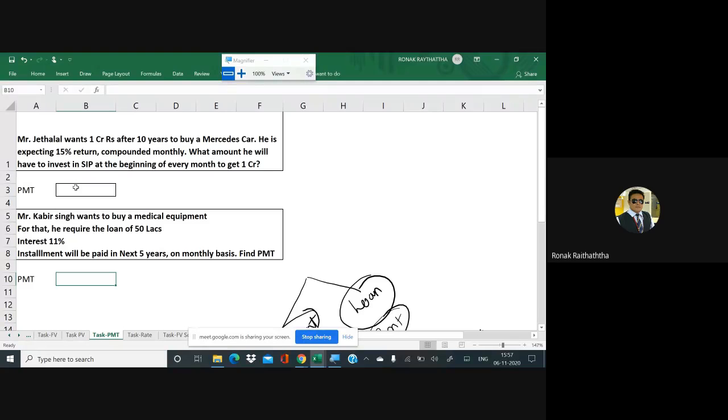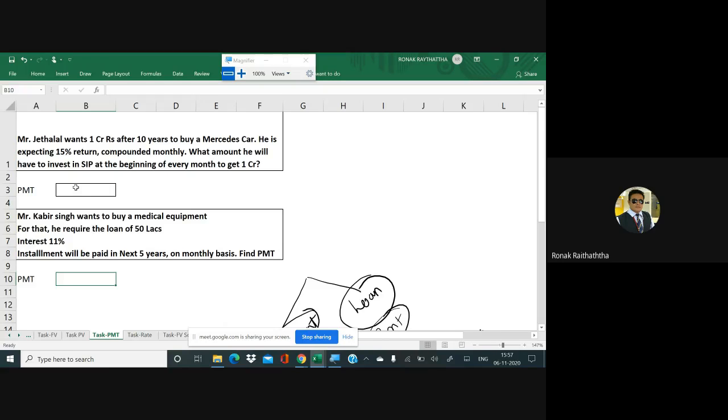Now please try to understand the timeline. Mr. Jethalal comes to me and says that, Mr. Ronak, I want 1 crore rupees after 10 years to buy the Mercedes car because I am very much insecure now. Mr. Iyer has already got the Mercedes car. I should also have the Mercedes car after 10 years. I said, okay, Mr. Jethalal, that's perfectly fine. I would do something for you.